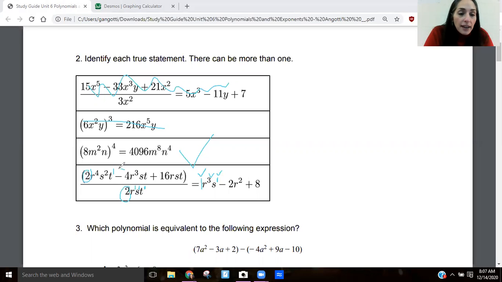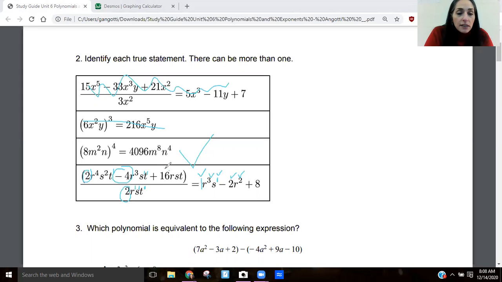Now we're going to do it again. -4 divided by 2 is -2. R to the 3rd over R to the 1st is R squared, because we have to subtract 3 minus 1. S to the 1st over S to the 1st, those are going to go away. It's going to just become a 1. T to the 1st over T to the 1st, that's also going to go away. So that's going to become a 1. So those so far are good.